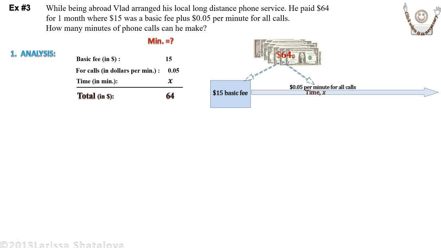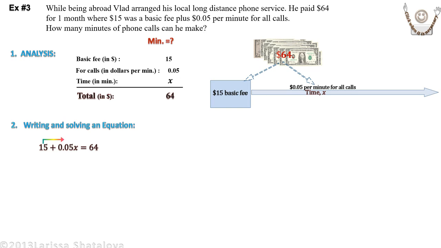Now we are ready to write and solve an equation. 15 plus 0.05 times x equals 64. 15 is the basic fee. 0.05 times x, this is what he has to pay for his calls in addition, and 64 is the total cost. Now we are looking for x. We have to move 15 from the left to the right in order to isolate the term with x.